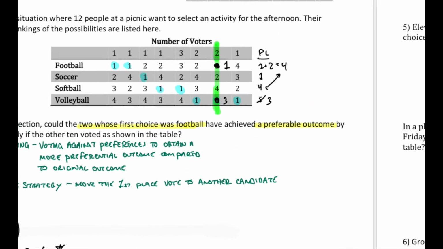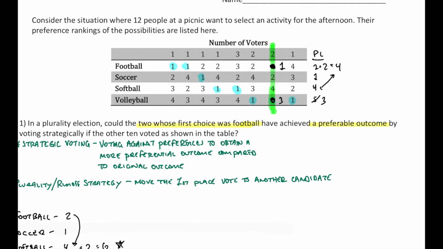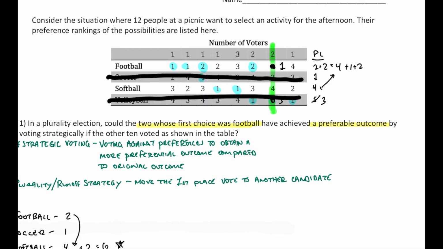Softball starts with 4. Let's see what happens now if we drop soccer and volleyball. Where do those votes go? So my 3rd column, that vote's going to go to football. We've got a +1 there. This column right before the green is going to go to football because 2 is ranked higher than 3. That's another +2 points. And the last column is going to go to softball. So there's 1 vote going to softball.